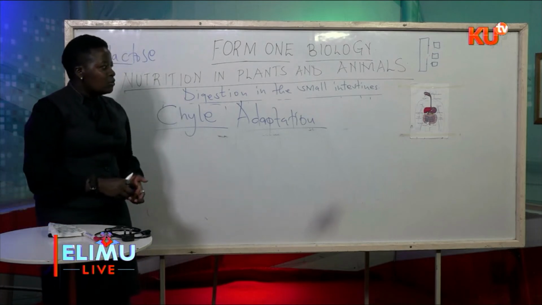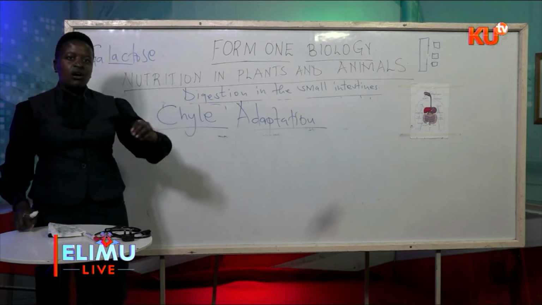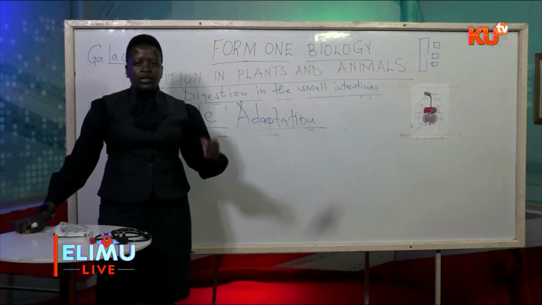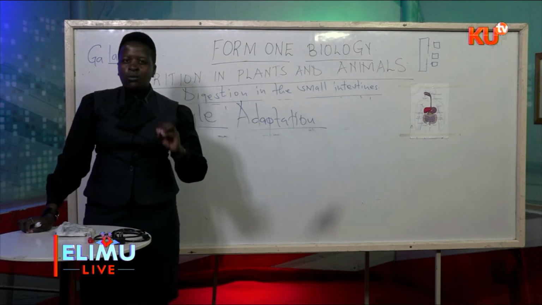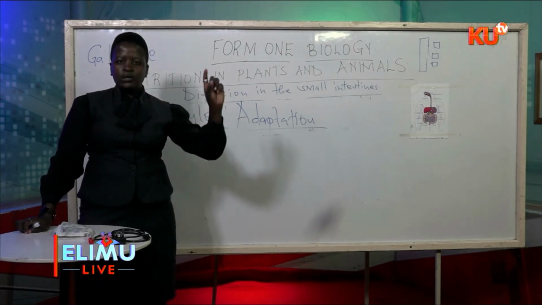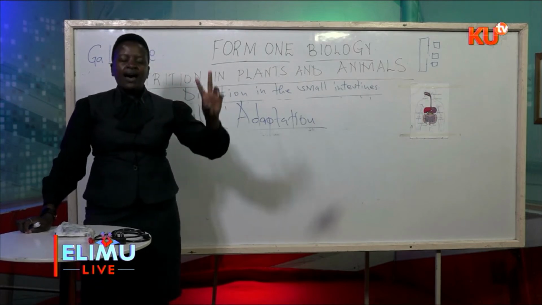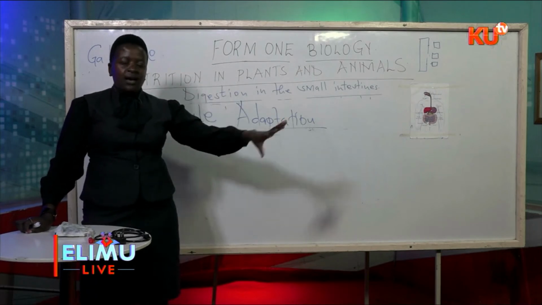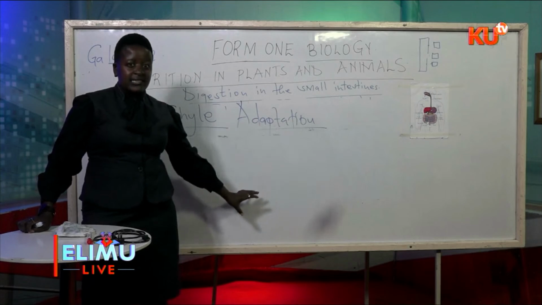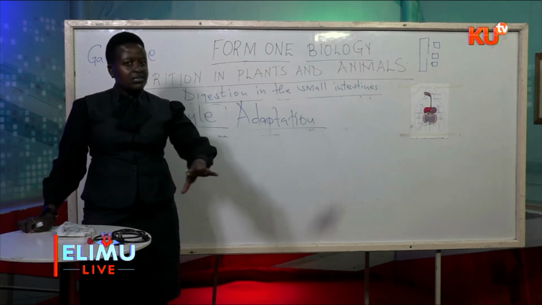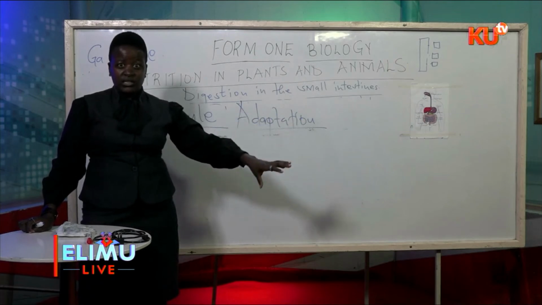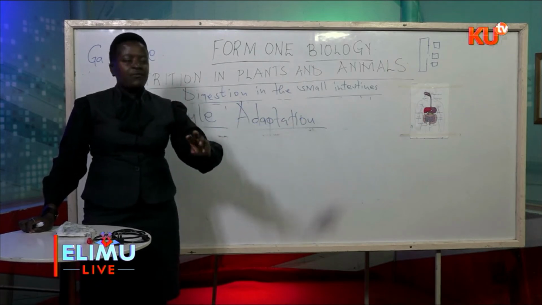So we're going to look at adaptations of the small intestines to their function. Now, the small intestines, which are made up of two parts, duodenum and ilium, have two main functions. Number one, digestion, and we have seen the enzymes that assist in digestion, and because they are chemicals, they assist in chemical digestion. We also have absorption.